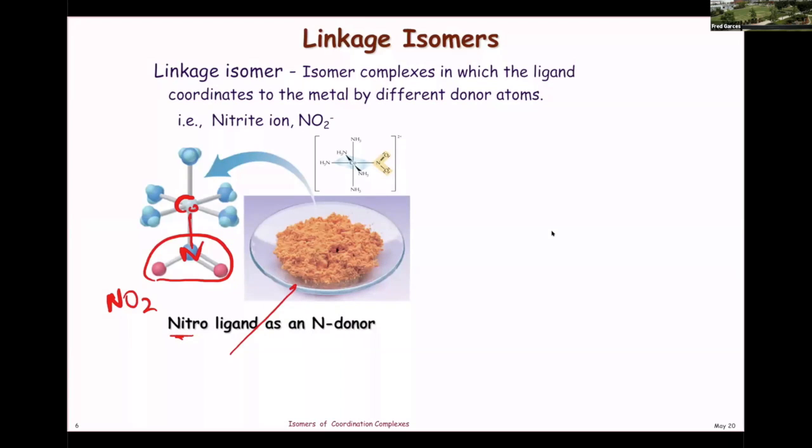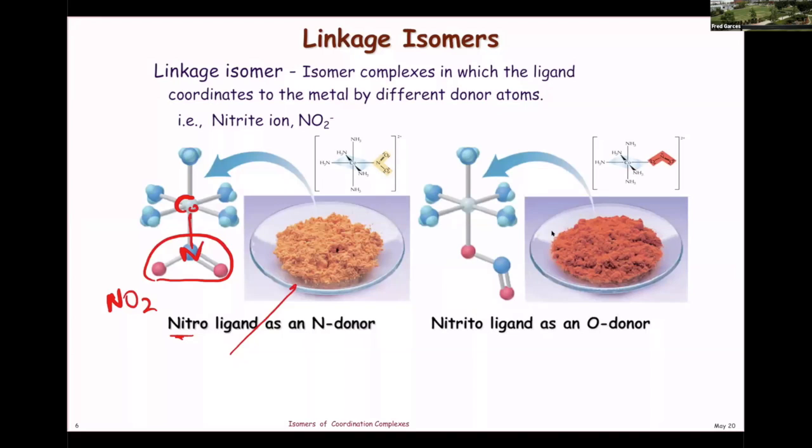But you could also have the cobalt not attached to the nitrogen, but one of the oxygens, because remember the oxygens have lone pairs. As long as the element has lone pairs, it can act as a ligand. So here, instead of attaching to the nitrogen, it's attached to the oxygen. It's still NO2. It's called nitrito now because it has a different connection to the metal.